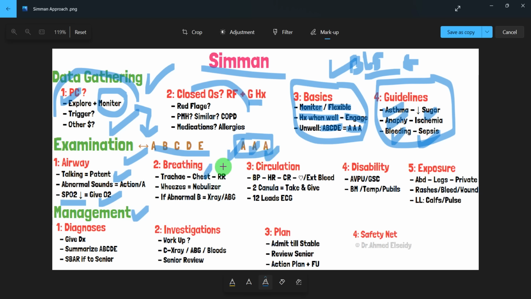And I will check the respiratory rate. I will not count it by myself, but you can look at the monitor and you will find it there. And you can ask the nurse to do it for you if it's not on the monitor.